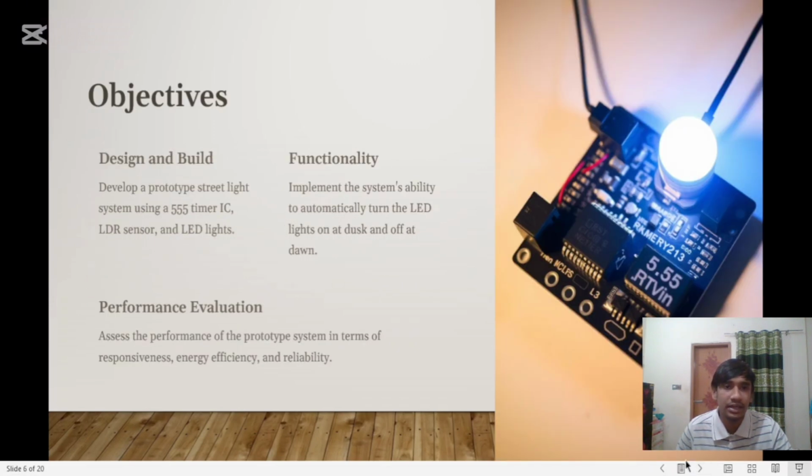Objectives. Design and build: develop a prototype street light system using a 555 timer IC, LDR sensor and LED lights. Functionality: implement the system's ability to automatically turn the LED lights on at dark and off at dawn. Performance evaluation: assess the performance of the prototype system in terms of responsiveness, energy efficiency and reliability. Moving to the next slide.